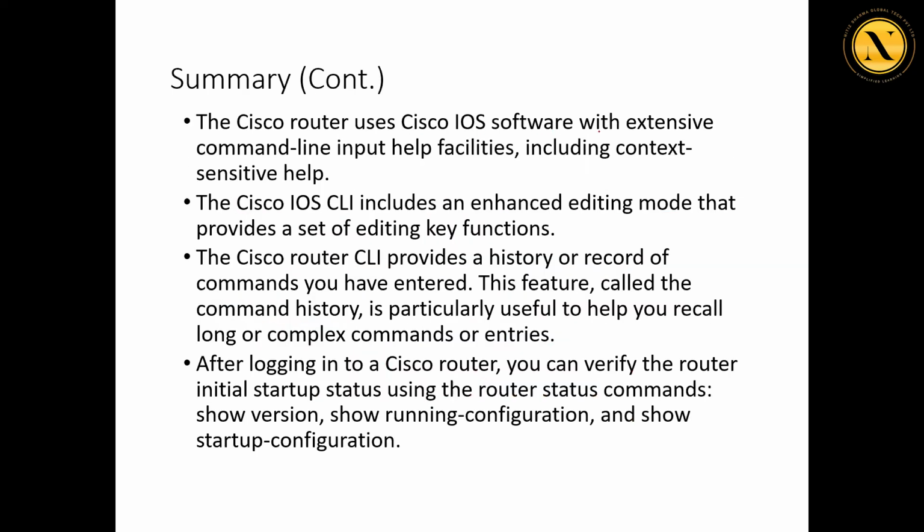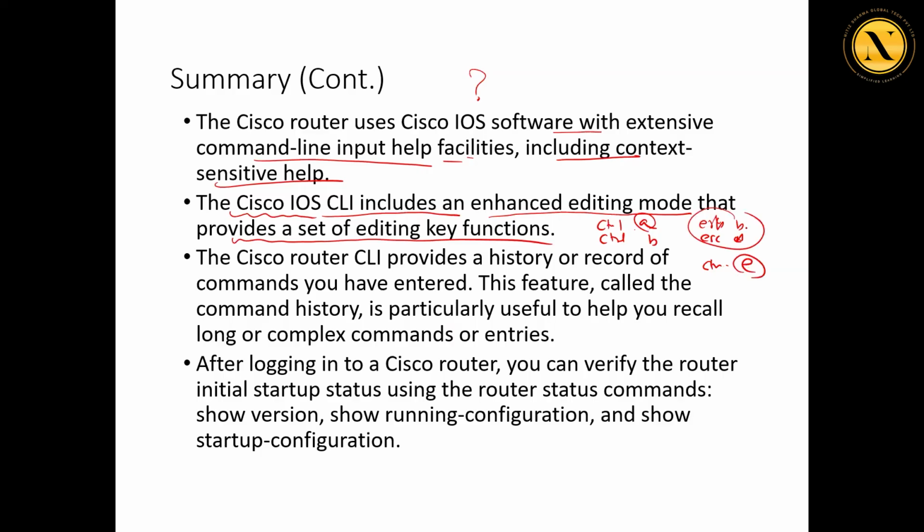Cisco router uses Cisco IOS software with extensive command line input help facilities, including context sensitive help. Cisco IOS CLI includes an enhanced editing mode that provides a set of editing key functions. Control A, Control B, Escape B, Escape A, isn't it? You have done all this, right? Control E, A is beginning of the line, E is end of the line, and then Escape B, Escape F, backward or forward, right? Escape B, Escape F, or Control B, Control F, right?